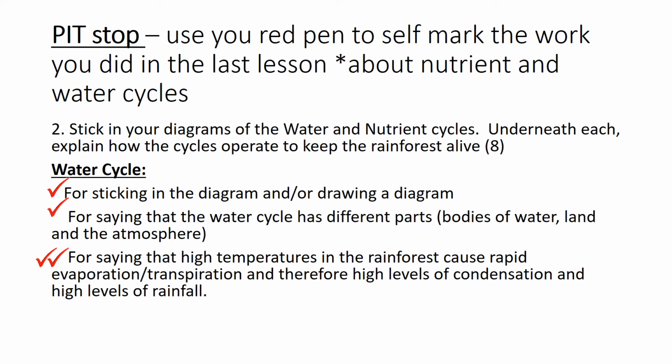Then you get another couple of marks, so for the explanation, for saying that high temperatures in the rainforest cause rapid evaporation and transpiration, and therefore it leads to high levels of condensation, so lots of clouds and lots of rain. Okay, so to get 4 marks for that bit, those are the things that you need to have written. So I'll just leave that on there for a few seconds for you to mark your work.